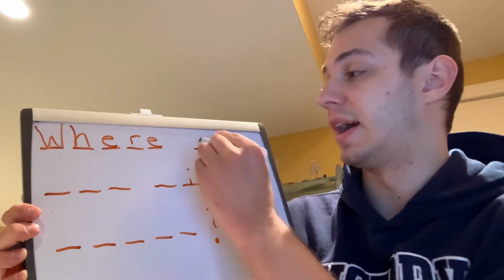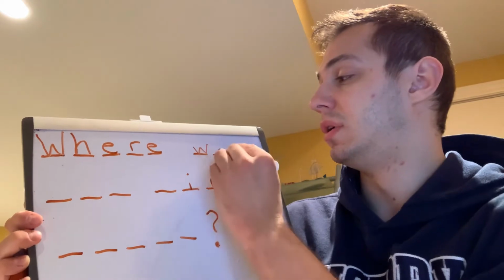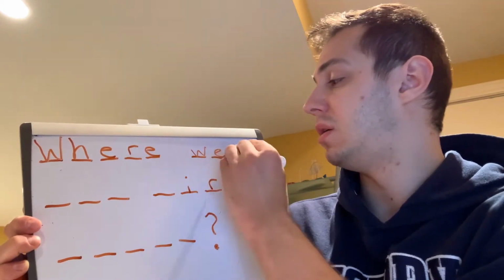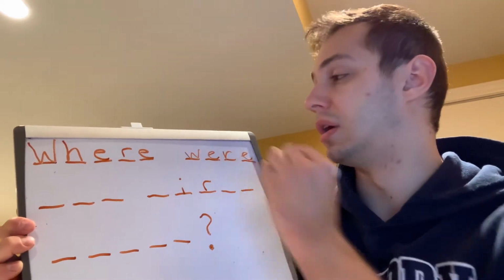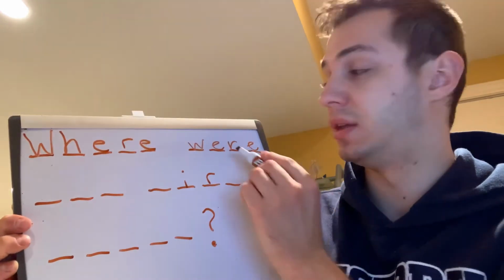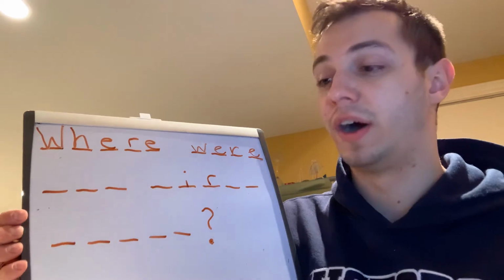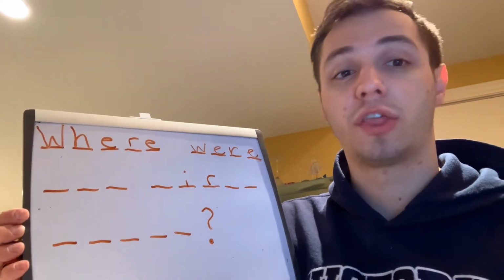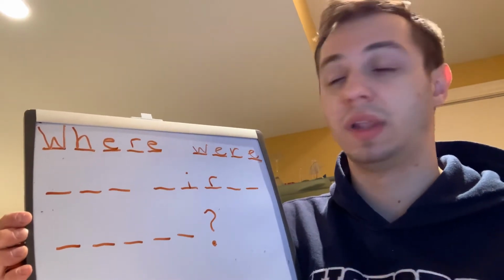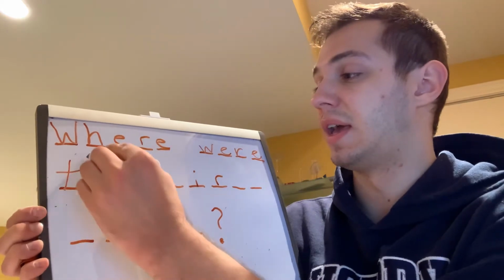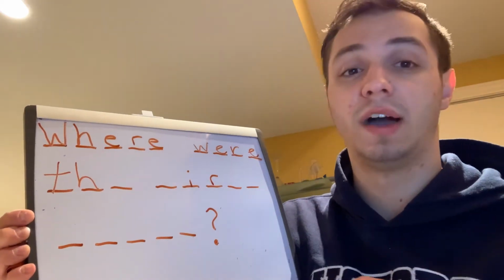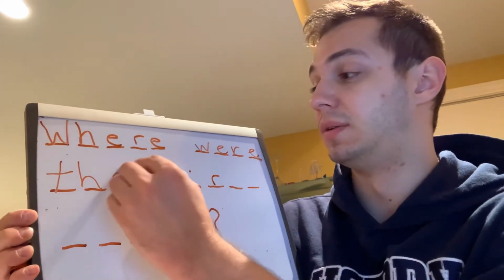So once again, it has a W, and then it's spelled E-R-E. Where, and this is were. Our next word is the word the, right? So we have our th sound, which is spelled with the letters T, H. And then we have the letter E at the end.